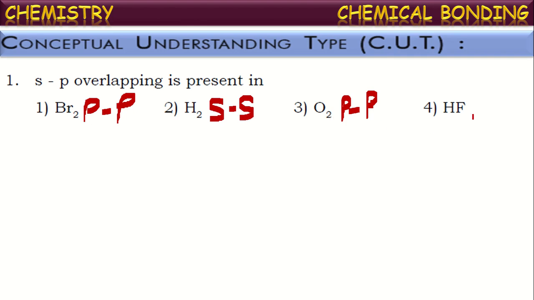But if you see the HF molecule, hydrogen has a half-filled atomic orbital, that is the s orbital, whereas fluorine has a half-filled p orbital. When these two atoms approach each other, they overlap their s and p orbitals and hence result in the formation of a sigma bond. Now you can say sp overlapping is found in the HF molecule.